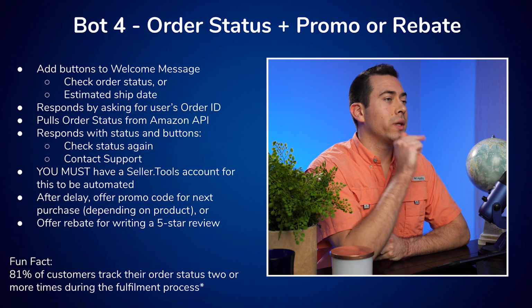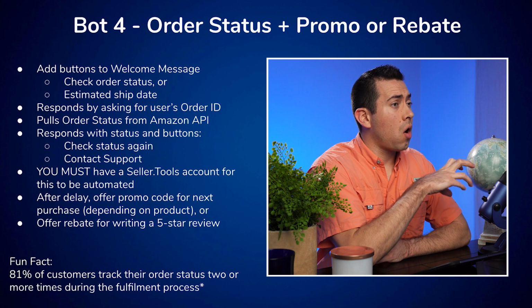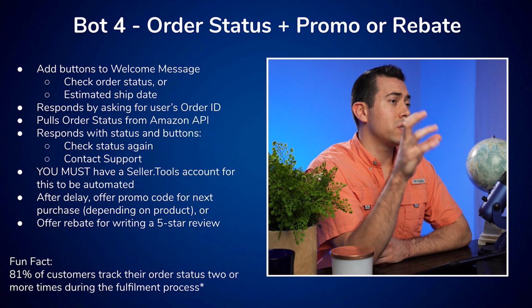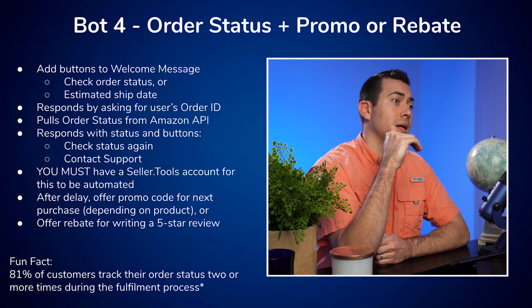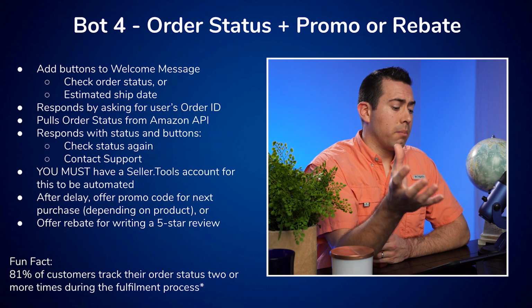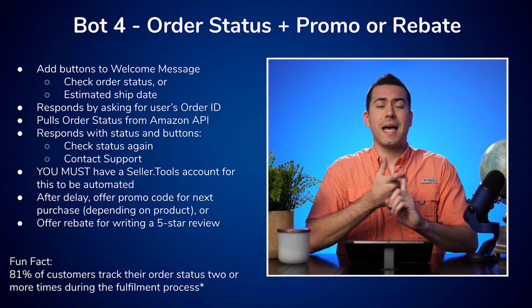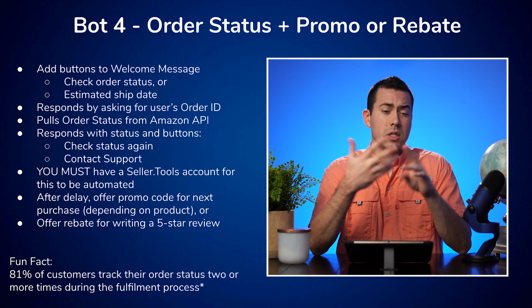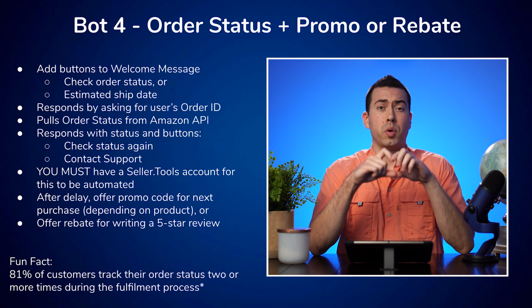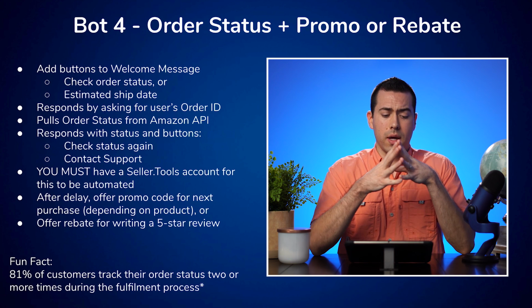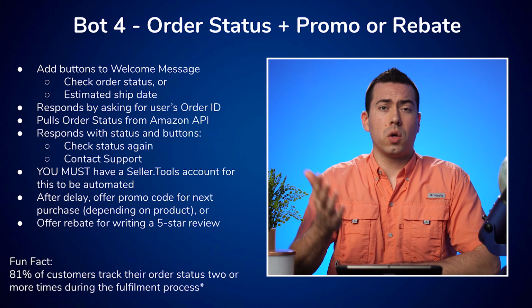But basically when they click that button, an API call is going to be sent from ManyChat to seller.tools, and it's then going to send it to your Amazon account, pulling your actual order information. So order status, if it's been shipped, if it hasn't been shipped. You need to be able to put in your order ID. So again, this is just a fun little way.